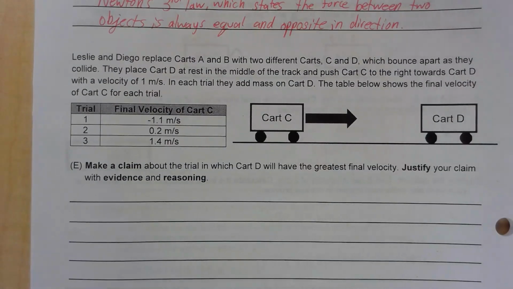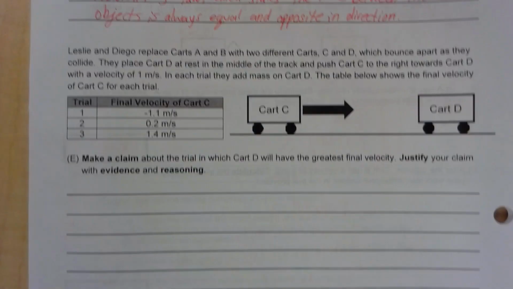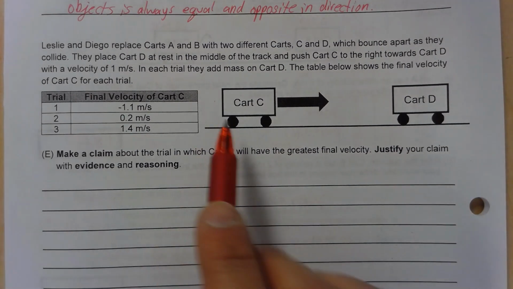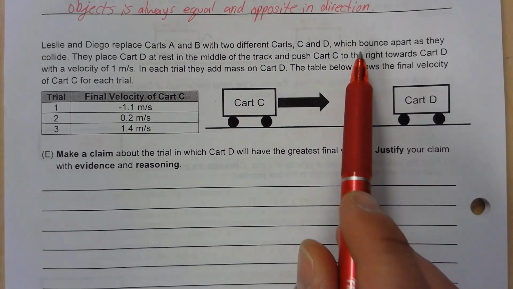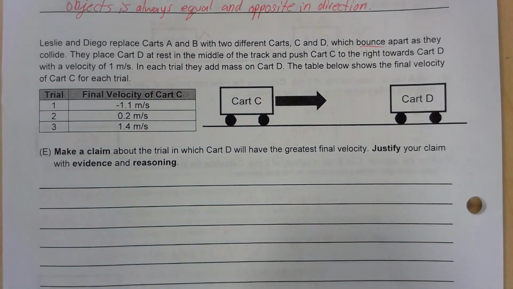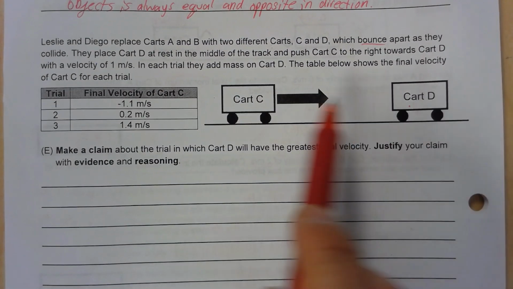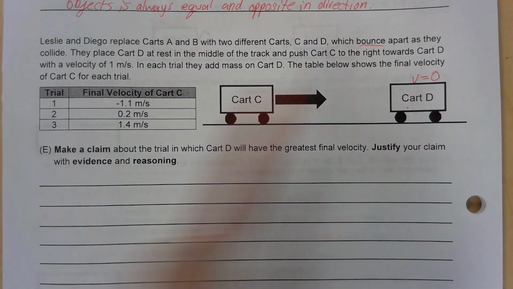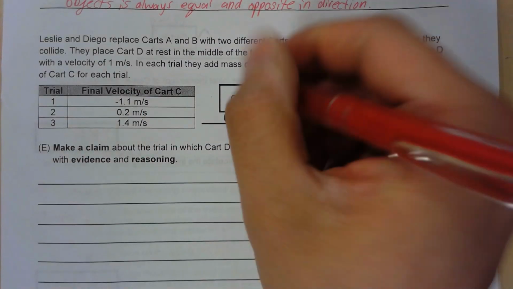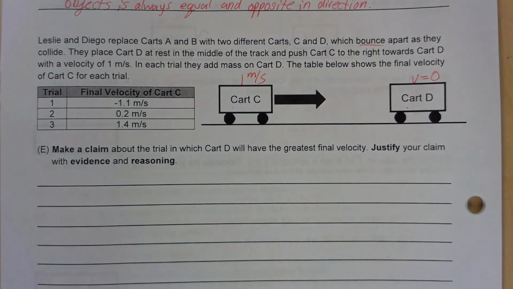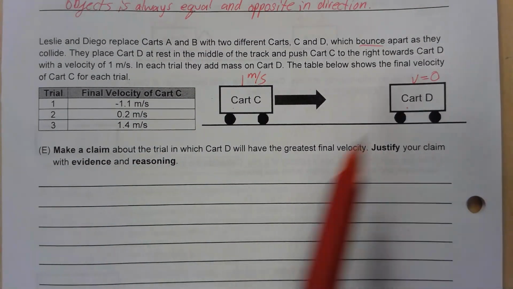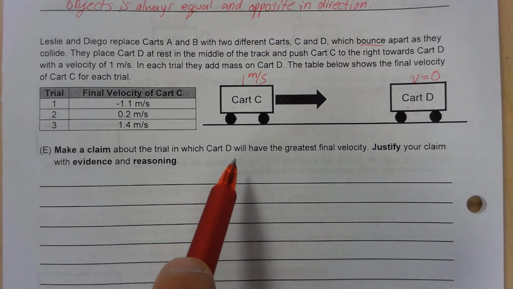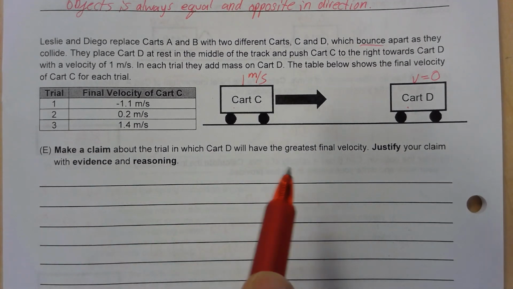Okay. Good. Now let's bring it on home. They now replace cart A and B with two different carts, C and D, and they bounce apart as they collide. They place D at rest, and then they push C towards D. So the initial velocity of D is always 0. And they push cart C 1 meter per second. In each trial, they add mass on cart D, and this shows the final velocity for C. Which trial will cart D have the greatest final velocity?